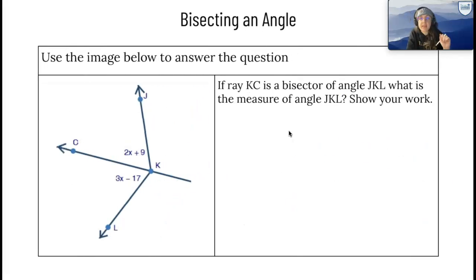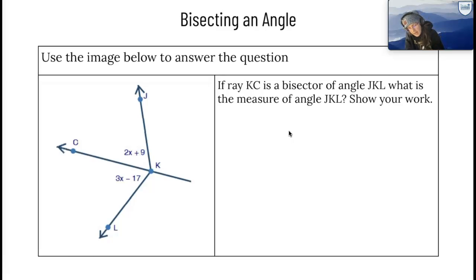What is a bisected angle? Tell me. I know you just said an angle that is cut in half into two equal parts. So here's your example of a bisected angle, and we're going to use this image to answer the question.